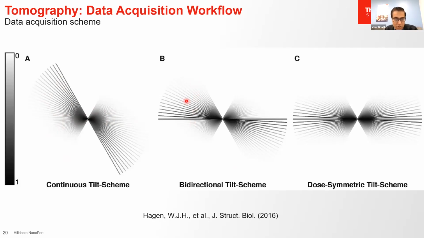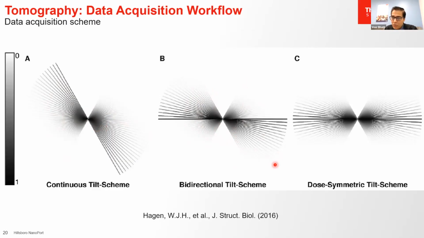Similar in nature is the bidirectional scheme, but the only difference is that we have two wedges of data. For example, one segment could be from 0 degrees to minus 60 degrees, then another from 3 degrees to plus 60 degrees.